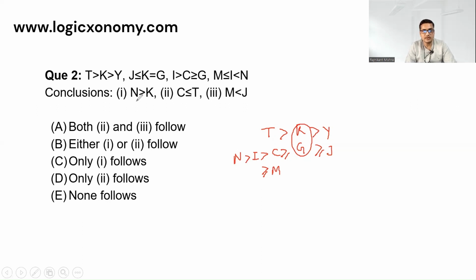Now, conclusion 1, N is greater than K. This is right because N is greater than I is greater than C and C is greater than or equal to G and G is equal to K. Again, in same stream. T is greater than or equal to C. T and C, we cannot establish any relation because both are in different streams. So this is cancelled out. J is greater than M. Here we cannot establish any relation between J and M. So this is cancelled out. Only first conclusion is right. So option C is correct.